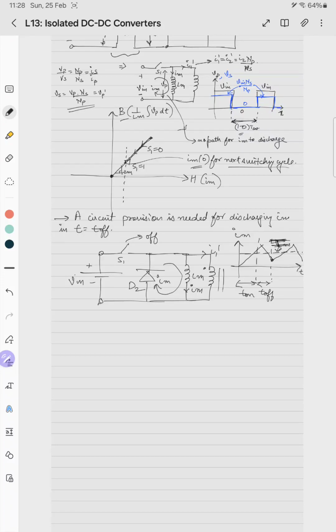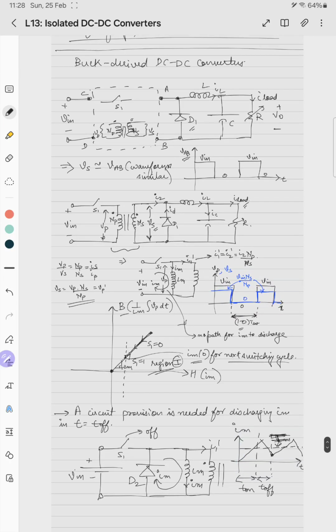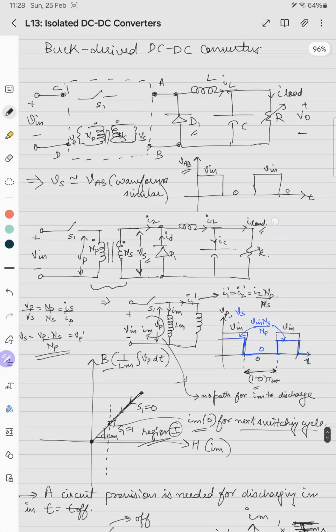So what we are doing is that we are resetting the core and it operates only in region 1. It does not go to region 3. So that's why this converter, which we'll be seeing, is called a forward converter. This is called a forward converter.